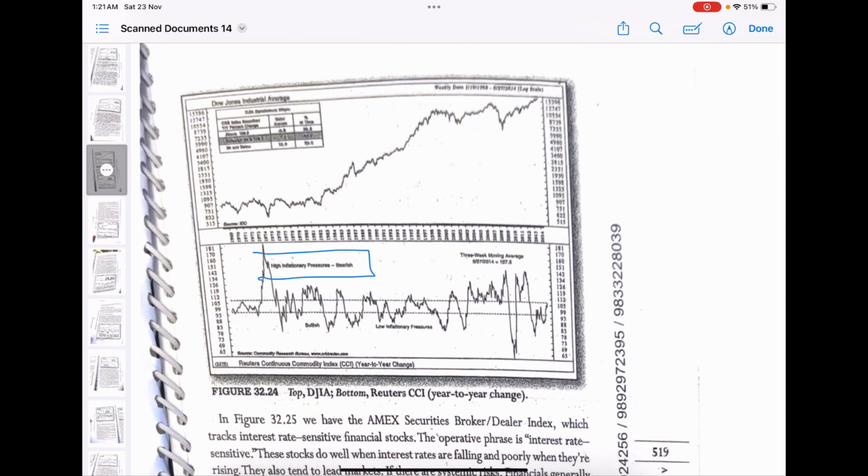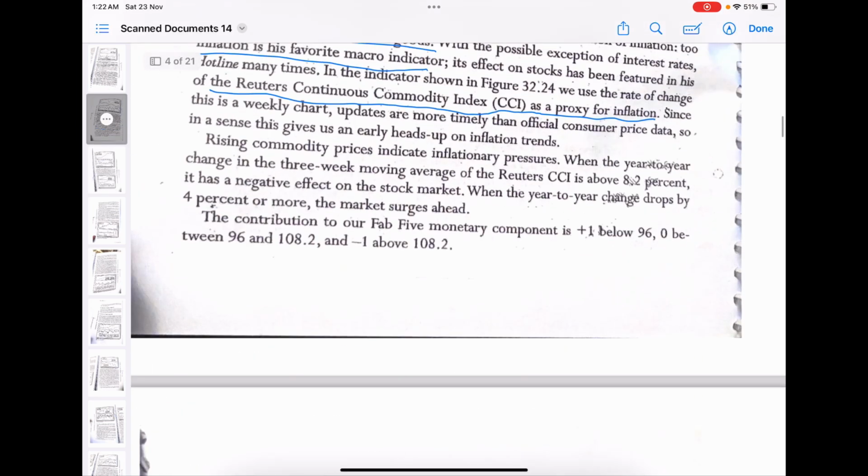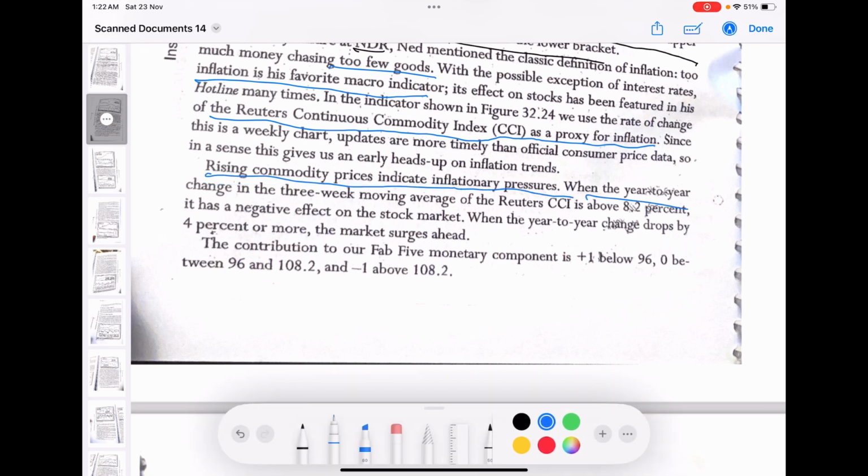High inflationary pressures: whenever inflation is high, it gives you a bearish signal. Whenever inflation is less, it gives you a bullish signal. And you are taking the CCI into account. Rising commodity prices indicate inflationary pressures. When the year to year change in the 3-week moving average of the futures CCI is above 8.2%, it has a negative effect on the stock market. When the year to year change drops by 4% or more, then the market surges ahead. The contribution to the Fab5 monetary component is +1 below 96, 0 between 96 and 108, and whenever it is above 108.2, you give it a -1.